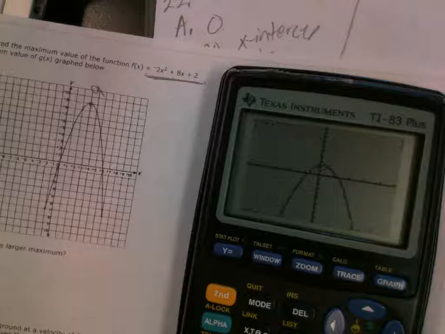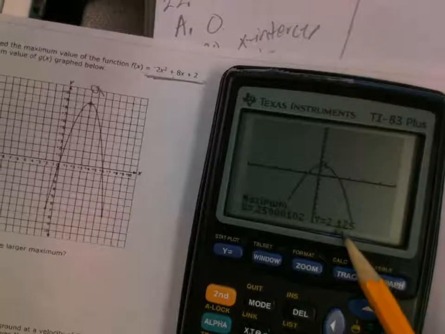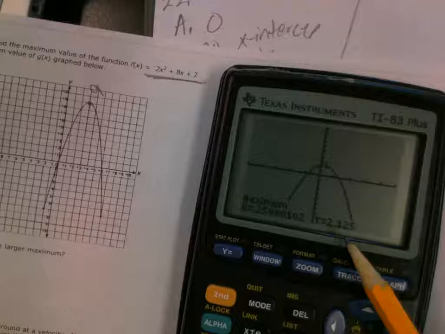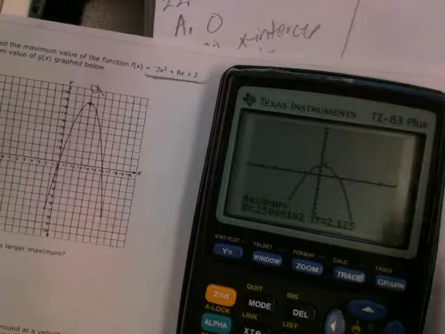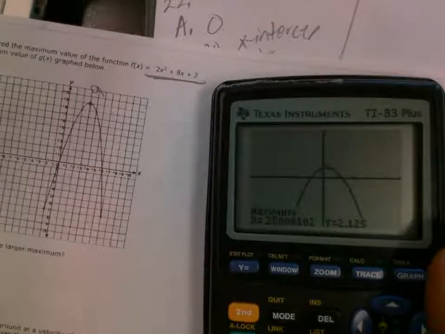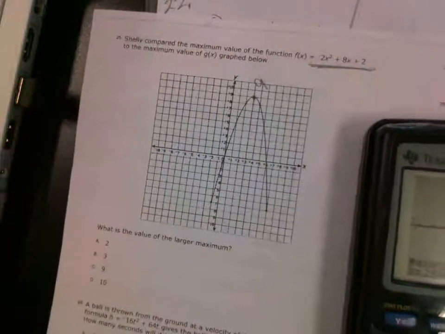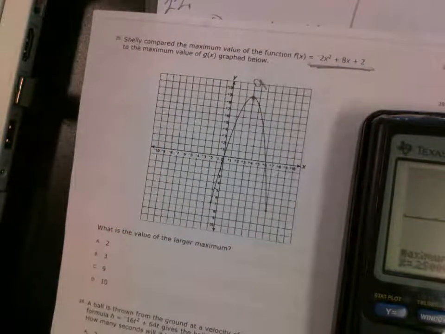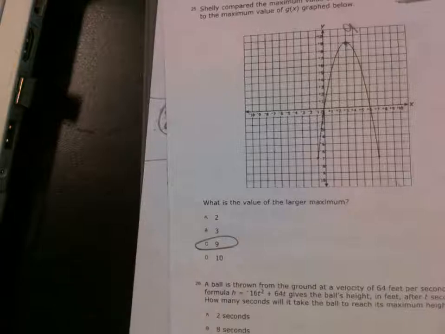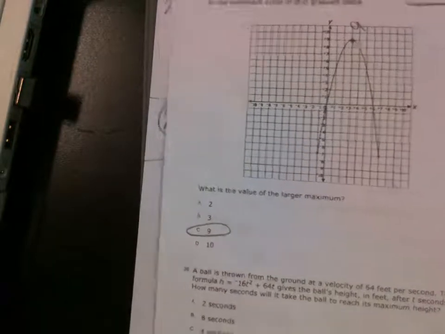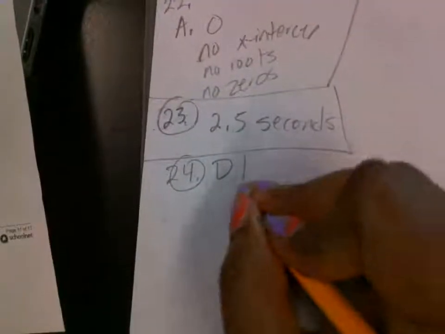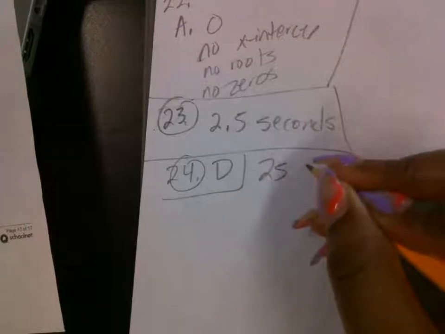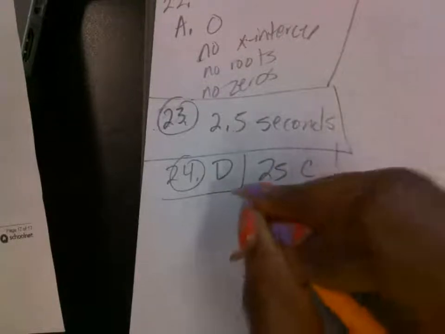All right, so the maximum height is at 2.1. Which one has a greater maximum height? Of course, my goodness, it is this one. The one that has the maximum height, the height is 9. So for 25, C is your answer, and it's 9. Okay.